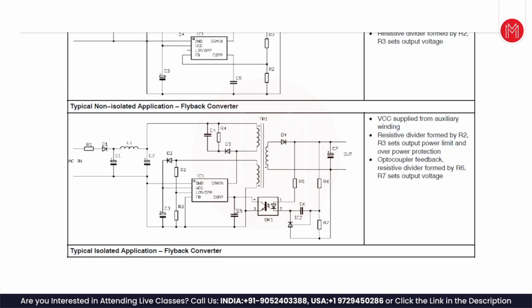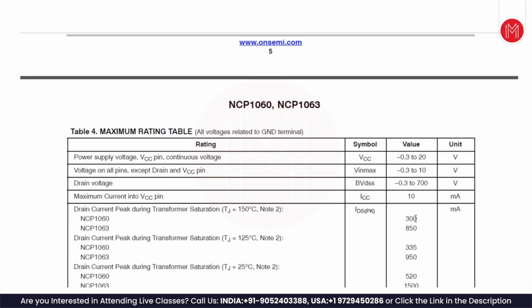Yeah, this is the optocoupler that we discussed. And this R2 by R3 ratio, we look at it. Peak drain current is 300 milliamps or 850 milliamps. For NCP1060, it is 300 milliamps. For NCP1063, 850 milliamps. That is the peak current. So you can adjust the output peak current to some ratio of this. 850 is there. You can adjust it to 400 milliamps or 500 milliamps. You can create a 500 milliamp power supply by using a proper resistor there.